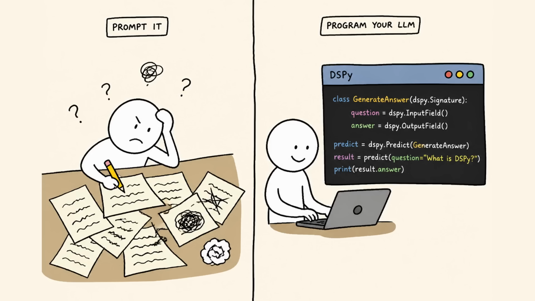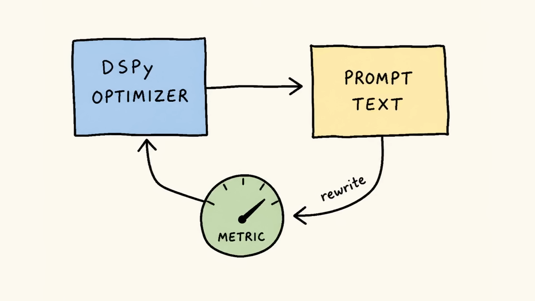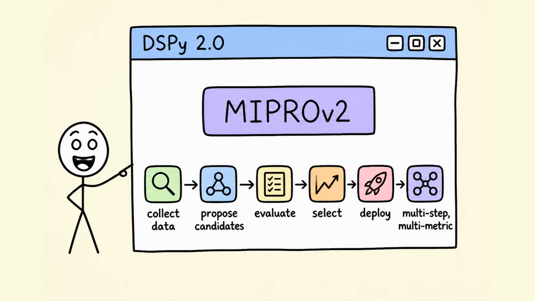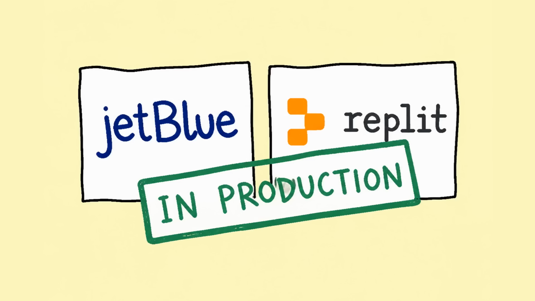DSPy's argument is that you should program your LLM, not prompt it. So you define modules with typed inputs and outputs, the logic of what you want, and then DSPy's optimizer writes and rewrites the actual prompt text for you, automatically, against a metric you give it. The optimizer in DSPy 2.0, it's called MiPro v2, it can tune multi-step, multi-metric pipelines. So this scales past toy single-task examples into real agent systems.